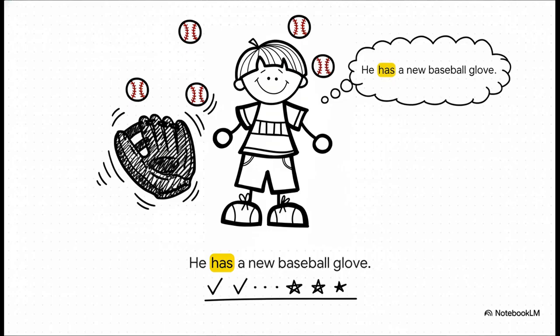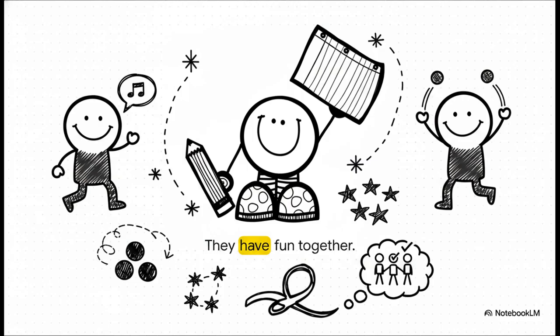See this? The subject is he, just one guy. So that's easy. We use has. He has a new baseball glove. It tells us he's got it right now, today. And now for this one. Here, the subject is they. That's more than one person, right? So we switch over to have. They have fun together. It's describing something that's happening now. So you see the pattern. For today, it's all about whether we're talking about one thing or more than one.